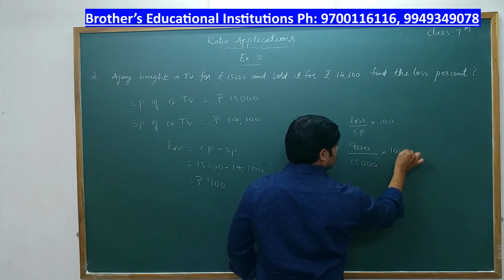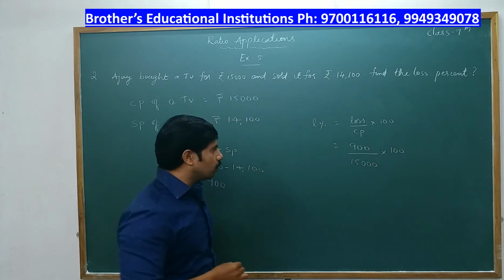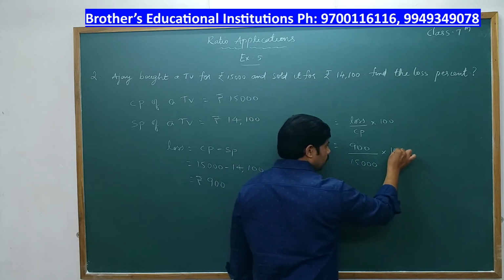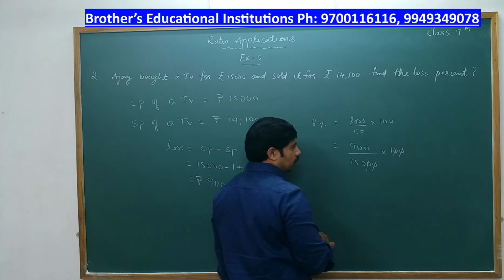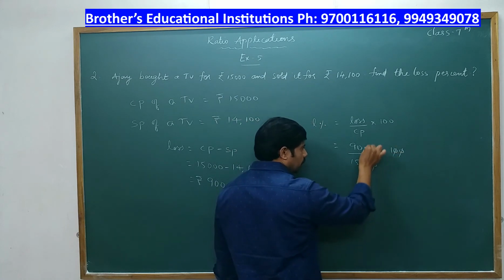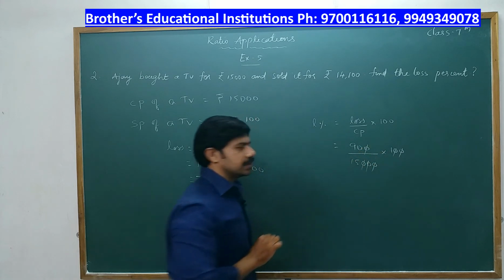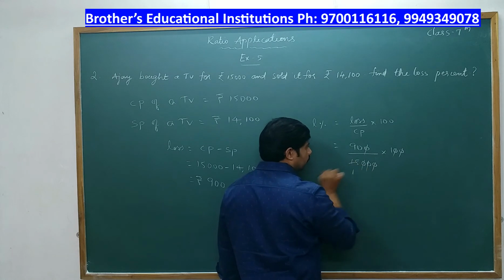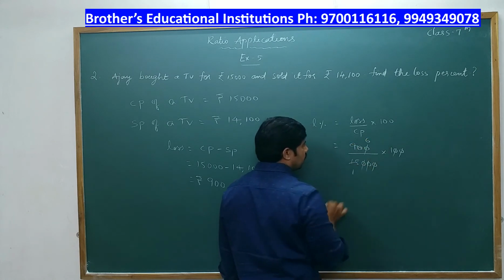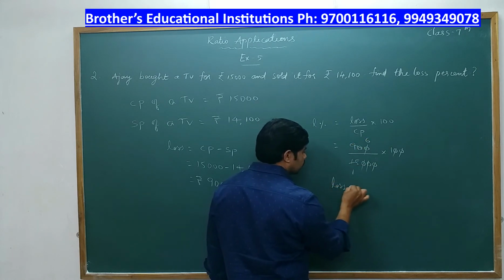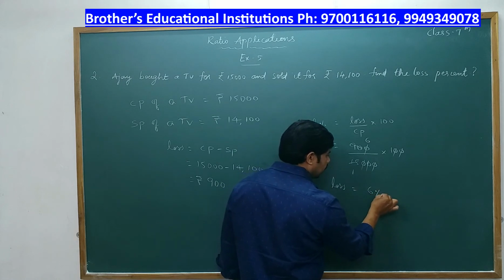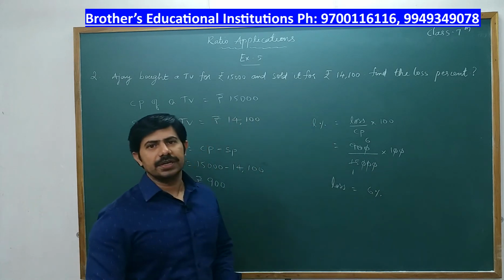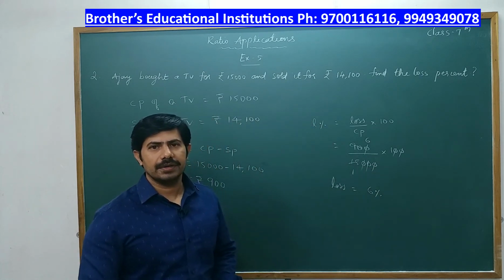into 100. So here what we do is 2 zeros in the numerator, 2 zeros in the denominator. 1 zero in the denominator, 1 zero in the numerator cancels. Now we have 90 by 15. 15 ones are 15, 15 6s are 90. So what is loss percent? Loss is nothing but it is 6%. So this is completed. Right.